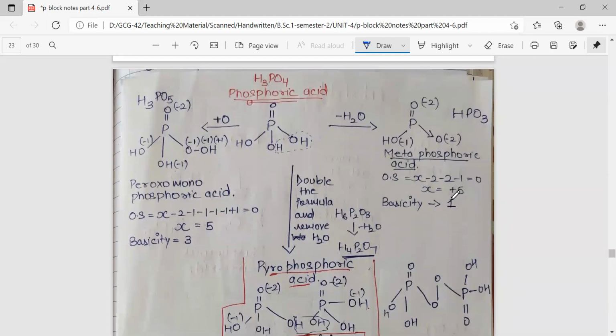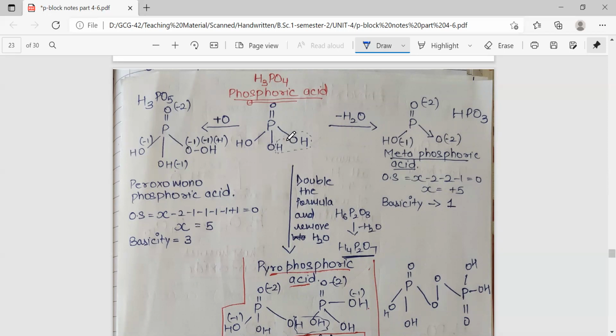Next we take phosphoric acid. Now we'll add one oxygen. By adding one oxygen we get a peroxy linkage, so we get peroxy monophosphoric acid. Here peroxo monophosphoric acid has one OOH group, and the rest of the formula is the same. The basicity is 3 because 3 ionizable protons are there, and the oxidation state of phosphorus is plus 5. We can easily calculate this. So the basicity is 3.